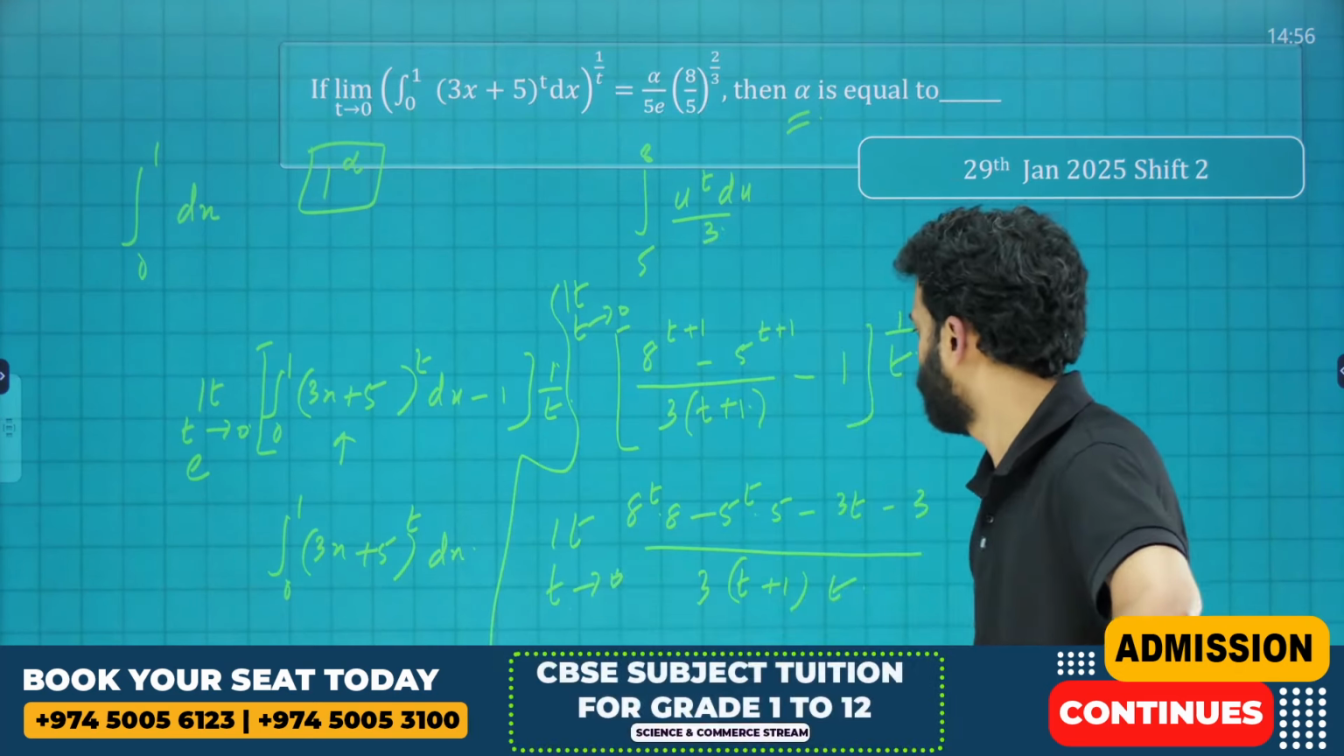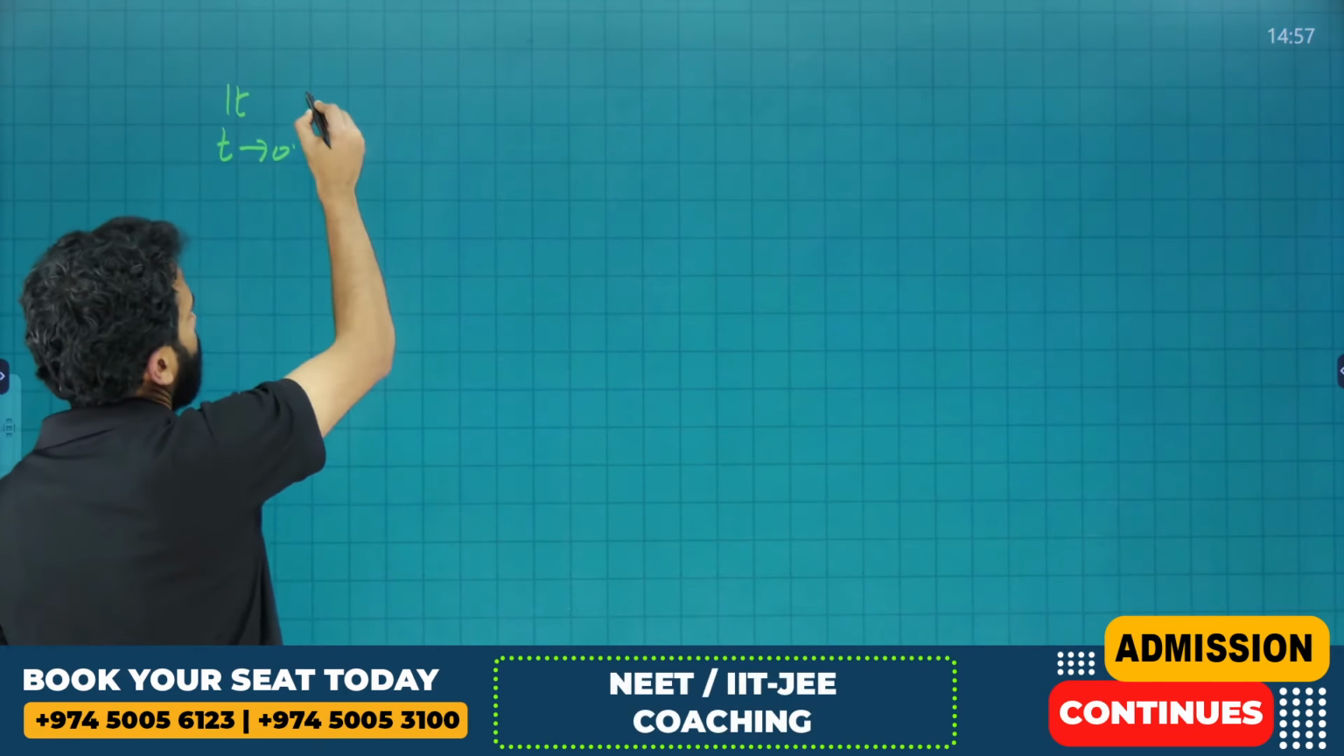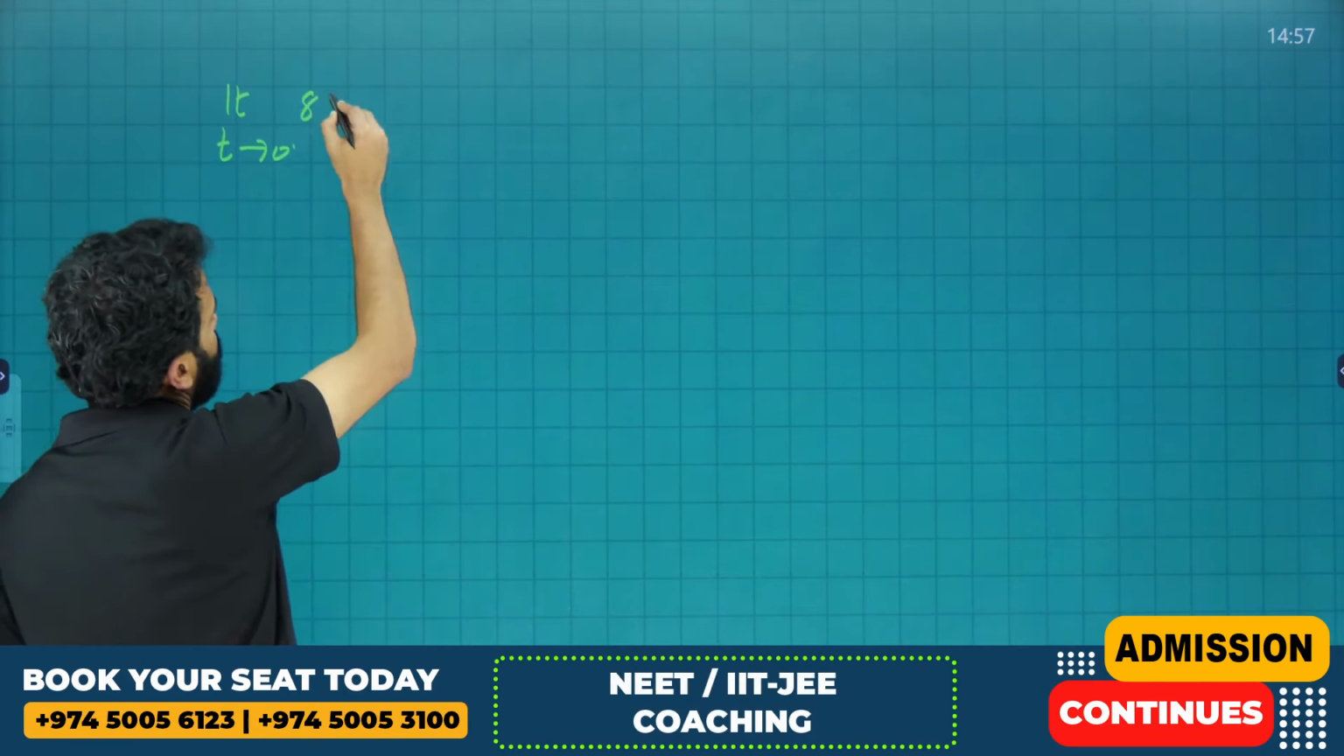Therefore it will be limit t tends to 0. What is the derivative of 8 raised to t into 8? It is 8 into 8 raised to t into log 8, minus 5 into 5 raised to t into log 5, minus the derivative of 3t, which is 3, minus the derivative of 3, that is 0. And the denominator, see, this is 3t square plus 3t, right? So its derivative will follow.